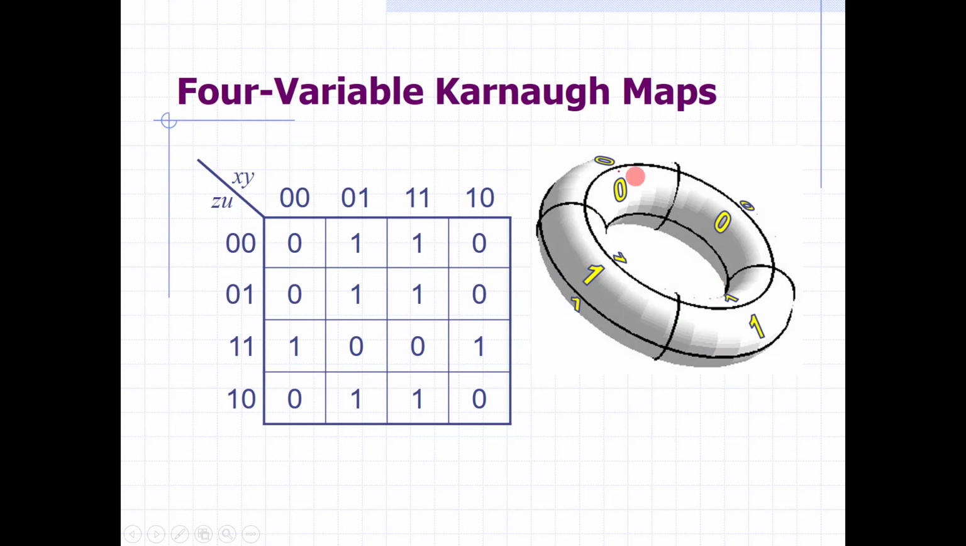I tried to draw that Karnaugh map in 3D so you can see that this corner touches this corner, touches this corner, touches this corner. Basically, think of it as a cylinder first. Have this column touch the last column, and then roll it so that the two ends touch.